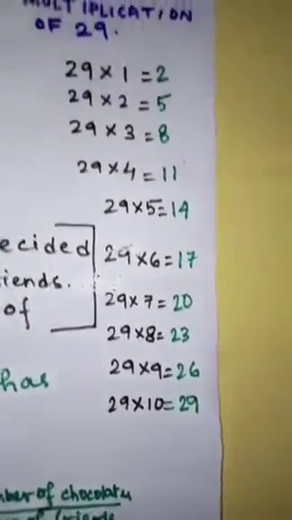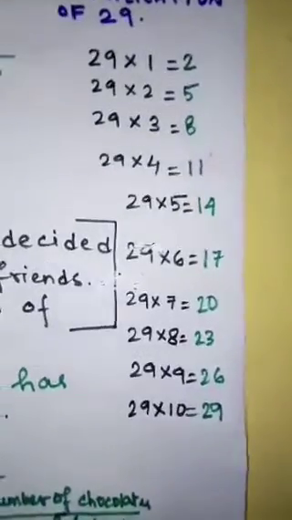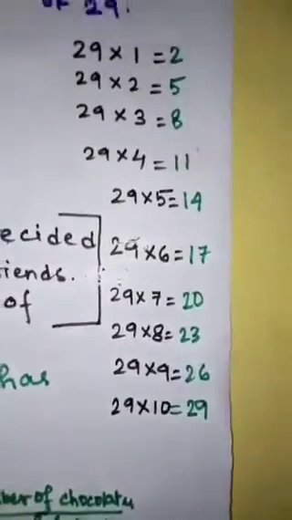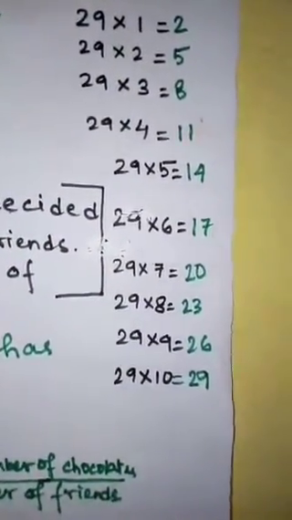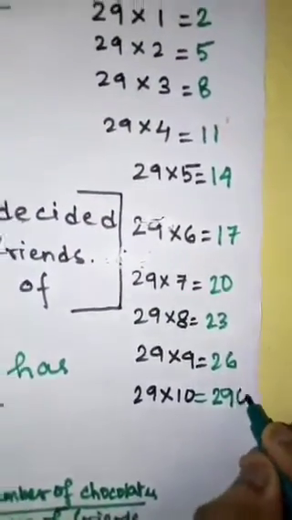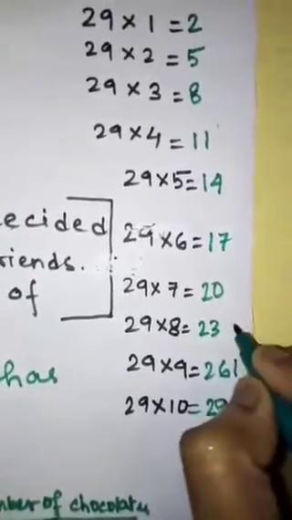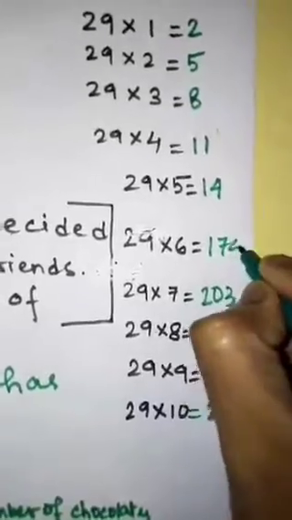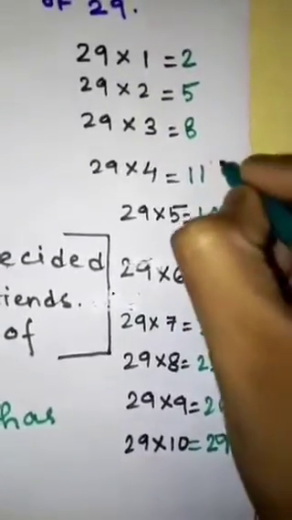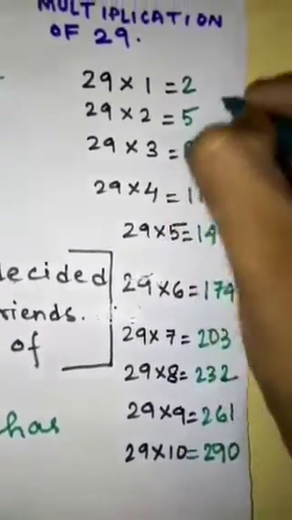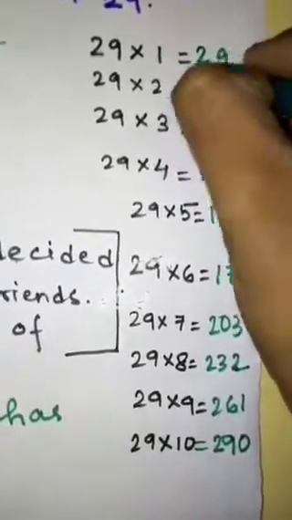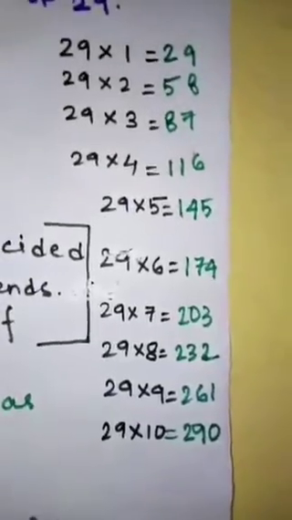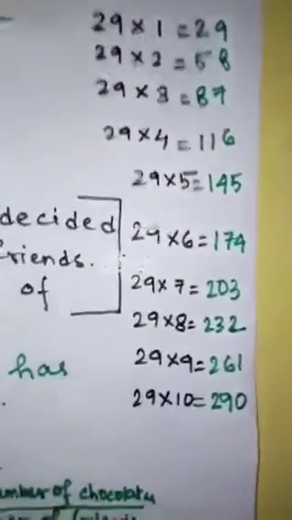Now again, just like 19, you begin to put the digits from 0 and move from bottom to top. You put 0 here, then you put 1, then 2, then 3, then 4, then 5, then 6, then 7, then 8, finally 9. See that this gives you the table of multiplication of 29, and you can verify it with any of the numbers.